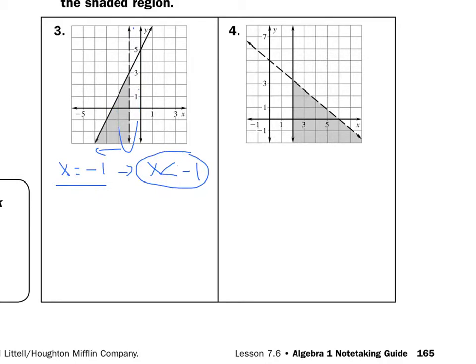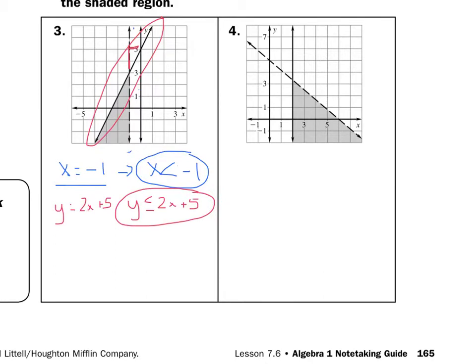For our second inequality, we're going to look at the other line, which crosses at 5, and it has a positive slope where we go up 2 over 1, so it has a slope of 2. So that would be y equals 2x plus 5. Since the area is shaded below it, that would be y is less than or equal to, because it's solid, 2x plus 5. And those are your 2 inequalities for that shaded area.